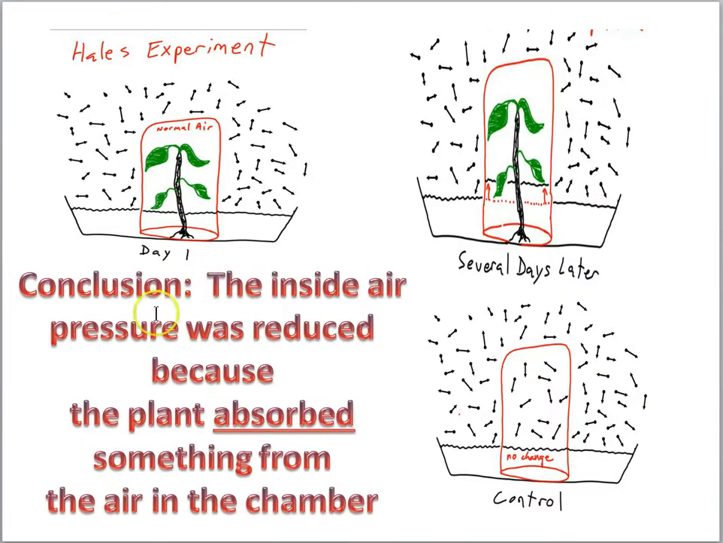Again, the inside air pressure was reduced because the plant absorbed something from the air in the chamber. The control condition allowed us to rule out the possibility of an outside air pressure change. It had to be some change inside the chamber. And that change had to be in the direction of decreasing the pressure. And what would do that if the plant were absorbing something from the air?